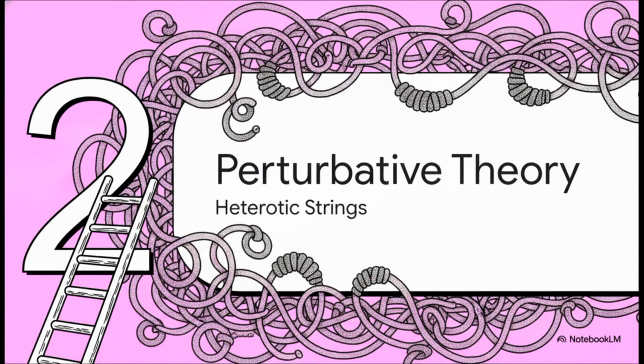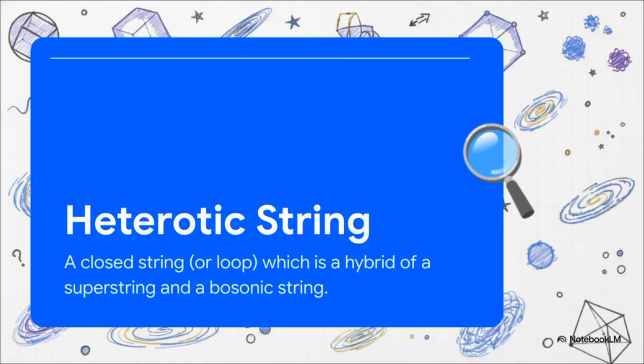Moving on to number 2, perturbative theory, specifically heterotic strings. So what on earth is a heterotic string? Well, the word heterotic literally just means hybrid. It combines the properties of a superstring with a bosonic string, but there's a strict rule here. Every single heterotic string must be a closed string.